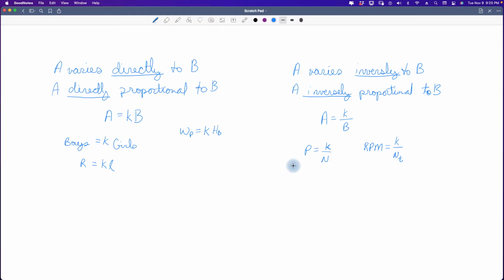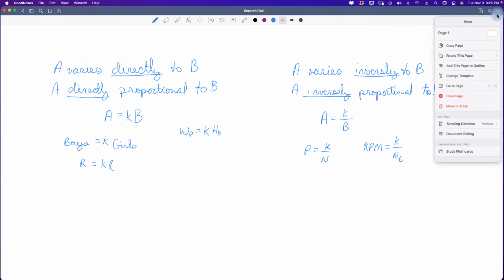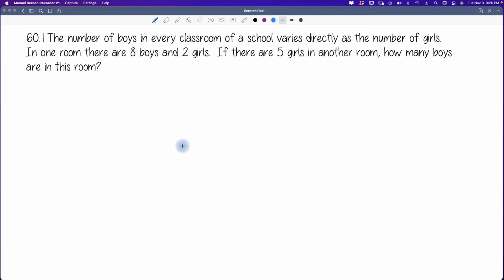So let's look at some example problems so we can wrap our head around this a little bit better. I'm going to take a moment and type the problem for us. All right, so problem 60.1. The number of boys in every classroom of a school varies directly as the number of girls. So there's our clue right there. Directly tells us we're going to use A equals K times B.